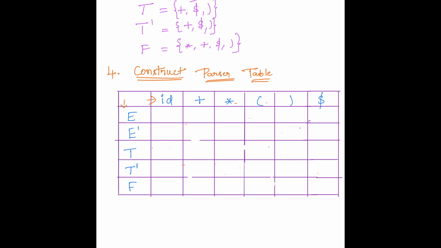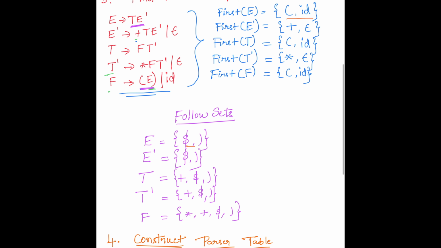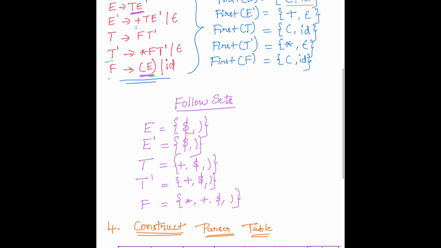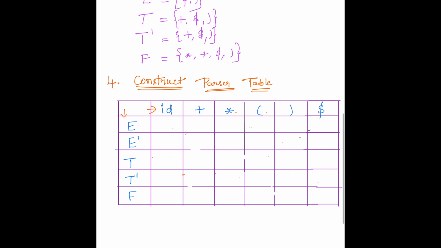Left hand side E prime T prime F, and right hand side ID plus star open brace close brace dollar. How is the table filled? E produces E prime; the first of E is open brace comma ID. So we write E produces E prime under the column of open brace and ID.